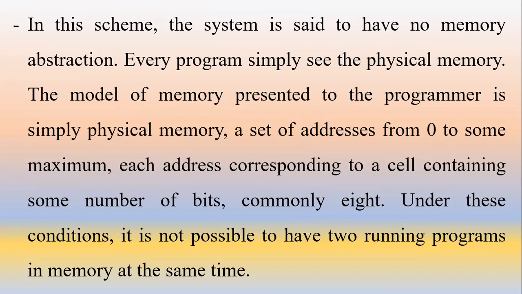In this scheme, the system is said to have no memory abstraction. Every program simply sees the physical memory. The model of memory presented to the programmer is simply physical memory, a set of addresses from 0 to some maximum, each address corresponding to a cell containing some number of bits, commonly 8 bits. Under these conditions, it is not possible to have two running programs in memory at the same time.